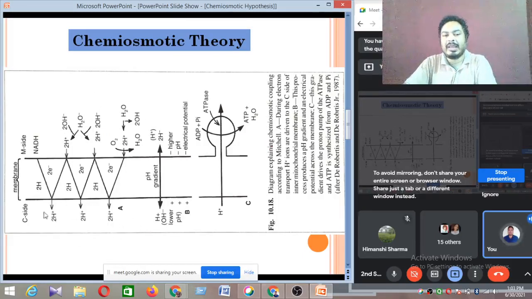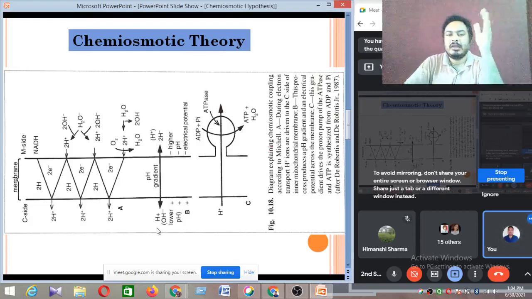So this behaves acidic in nature and this behaves basic in nature. This is acidic, this is basic. Due to this acidic and basic nature, they form a gradient, and this gradient is called delta pH or pH gradient. Due to this pH gradient they produce energy. This energy is called delta pH gradient energy.